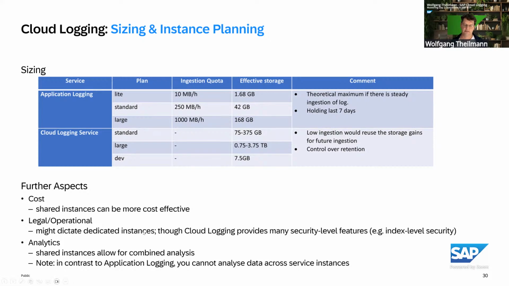For example, have different instances for production workload or development workload, or have different instances for legal regions that you have. For sure, cloud logging comes with interesting security features. So you can restrict access to data on index level or on document level based on roles. So this can help in some cases, but nevertheless, there might be also cases which really dictate to run dedicated cloud logging instances. And last but not least, you might consider the need for having shared analytics.